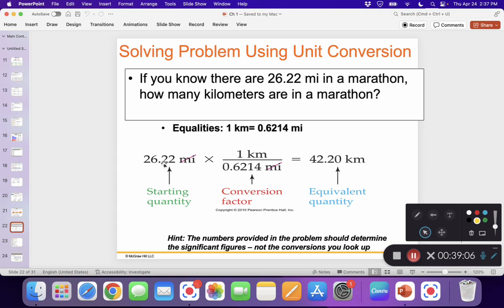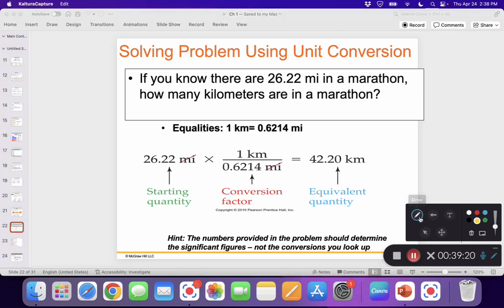So let me start with the question. The given quantity is 26.22. I place that here, miles. Now the starting quantity I have to multiply by the conversion factor. I could have a conversion factor like 1 kilometer divided by 0.6214 mile, or I could write 0.6214 mile divided by 1 kilometer. So I will have two conversion factors here. Okay, so now which one to choose?